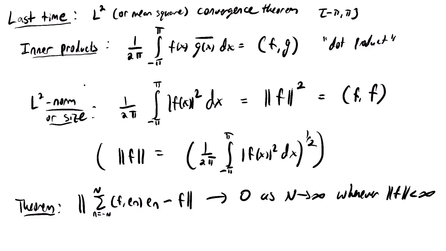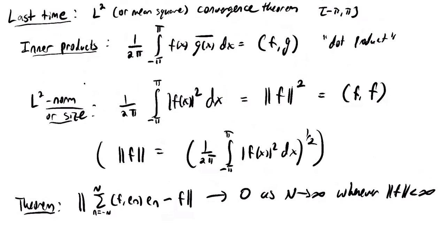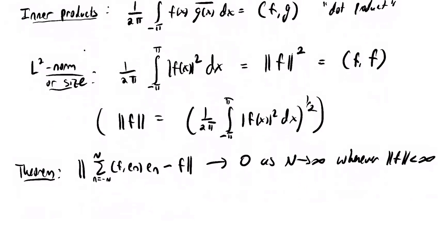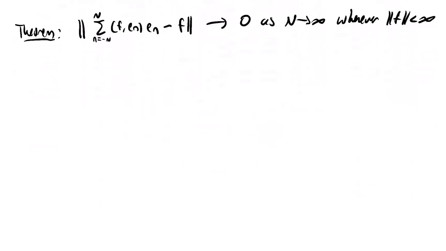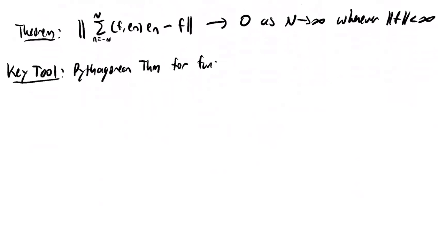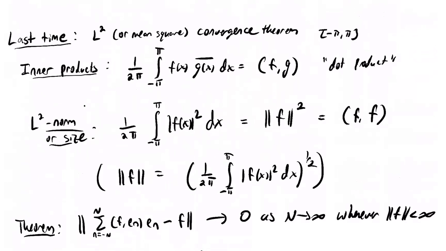We ended the lecture last time by proving a version of the Pythagorean theorem for functions, and this turns out to be a key tool in the proof. So last time we saw the following key tool, which is the Pythagorean theorem for functions. This theorem says the following. Suppose I have two functions and I know that their inner product is 0. That means if I integrate f times the conjugate of g from minus pi to pi, I get 0.